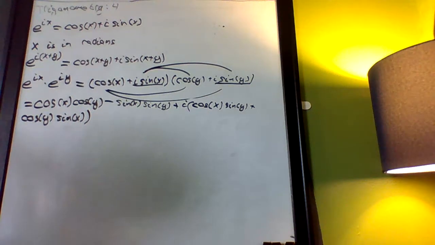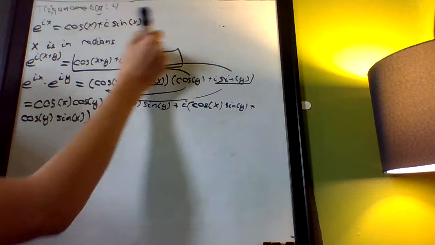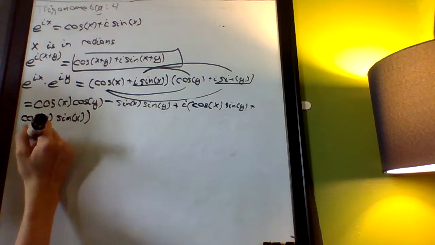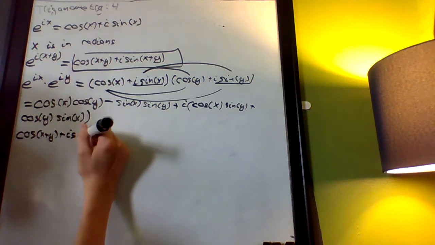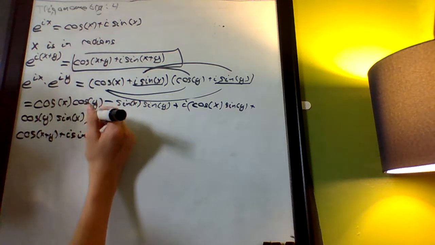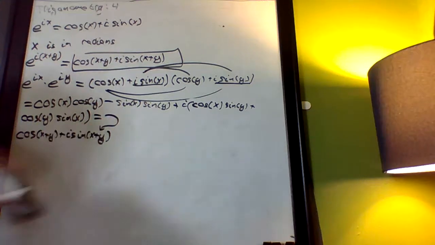plus cosine of y times sine of x, okay? What's the point of this? Well, this is the same thing as this. So we know that cosine of x plus y plus i sine of x plus y is the same thing as this, okay?